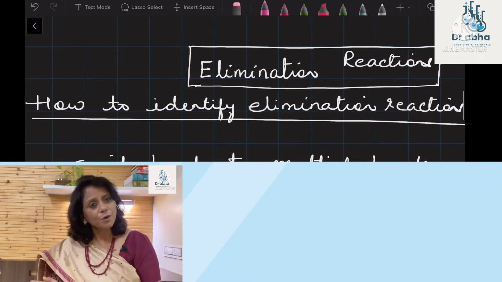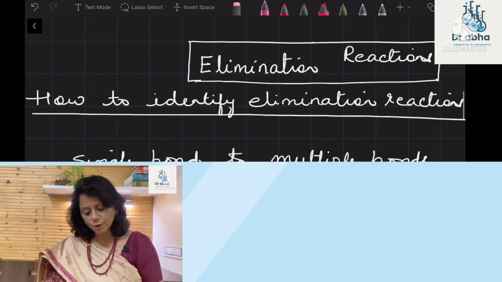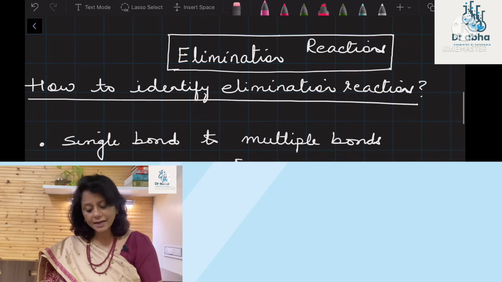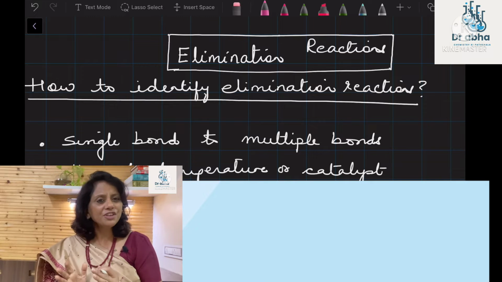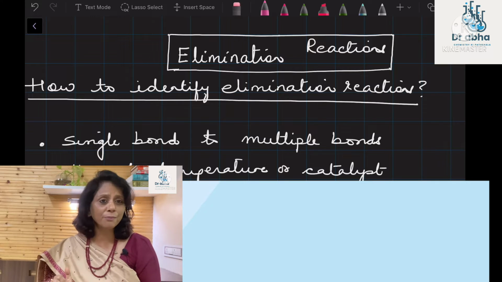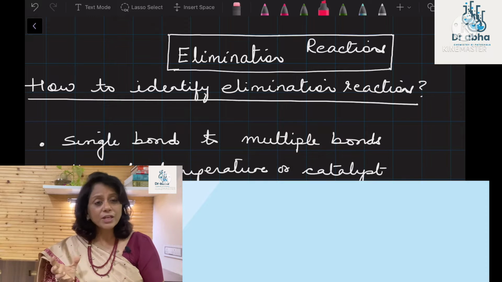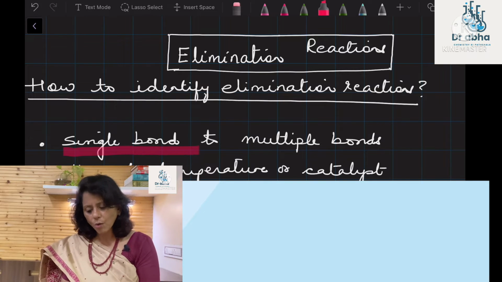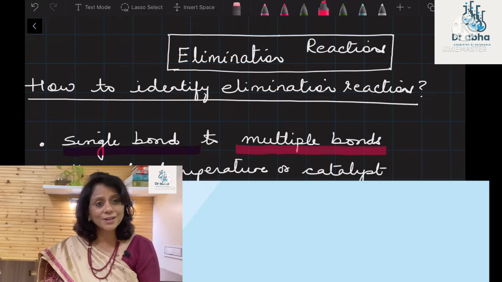Okay, so let's move on to the second category, that is the elimination reaction. Now if you look at the flow chart, this is the second, so elimination reaction. Now what are elimination reactions? How to identify elimination reaction? Elimination reaction can be something like a group of the atoms are removed from the organic compound. It is not that easy, because the way to identify an elimination reaction is to understand that a single bond will be broken, right, and you will land up with the multiple bonds.